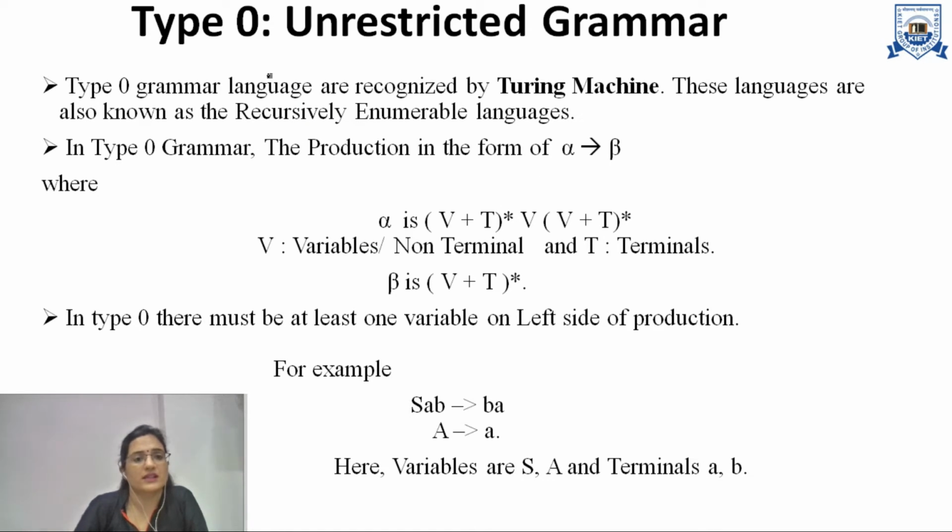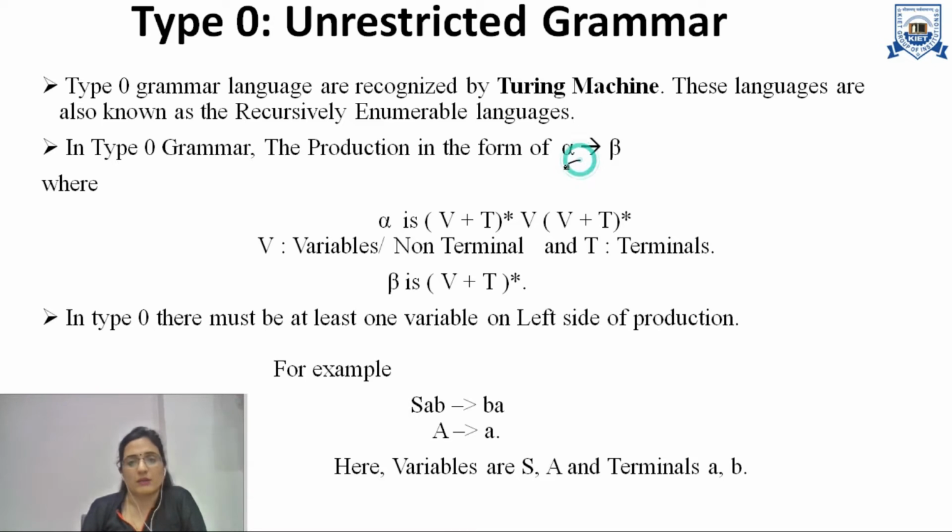First of all, we will discuss the type 0 grammar. Type 0 grammar, as its name indicates, is an unrestricted grammar. That means there are no such restrictions on this type of grammar. This is a grammar which is recognized by the Turing machine. And the language which is recognized by type 0 grammar is known as the recursively enumerable language.